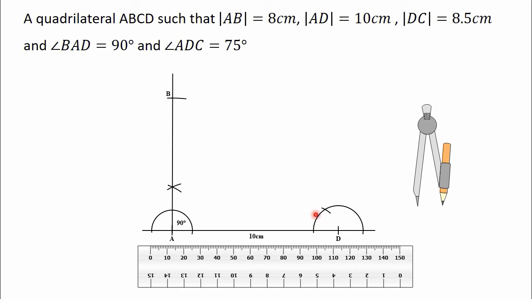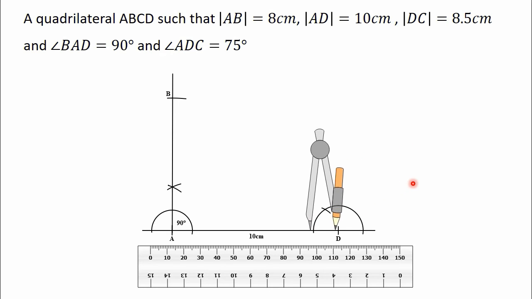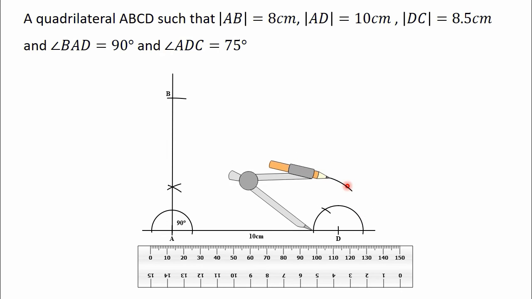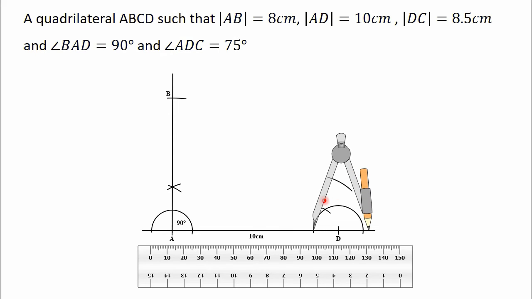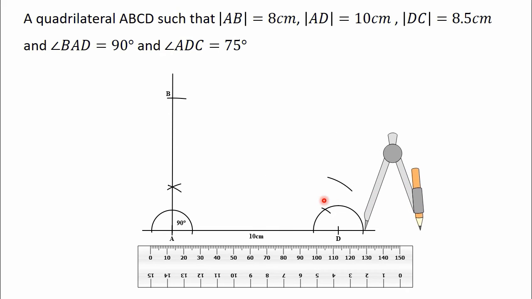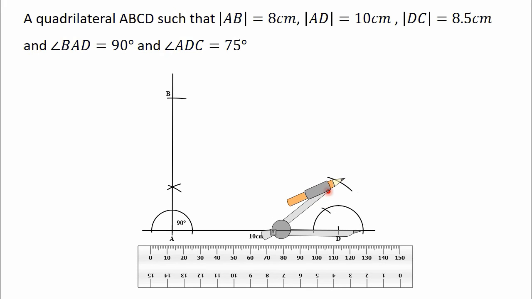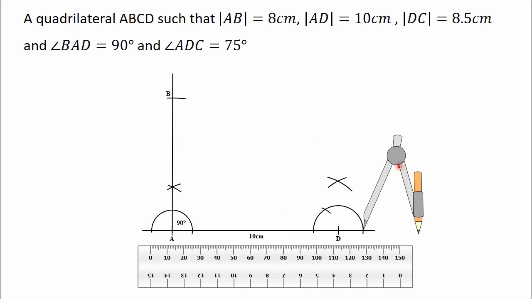The next thing that you do is that you construct a 90 degrees angle on point D by bisecting the semicircle. To do this, you put the needle of the compass on this point, you adjust the compass a little bit, then you turn it and you construct an arc here. With the same radius that you used to construct the arc, you move the needle of the compass to this point, turn it, and you construct another arc to intersect the first arc that you have constructed.